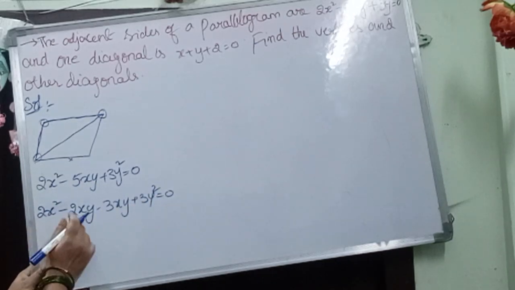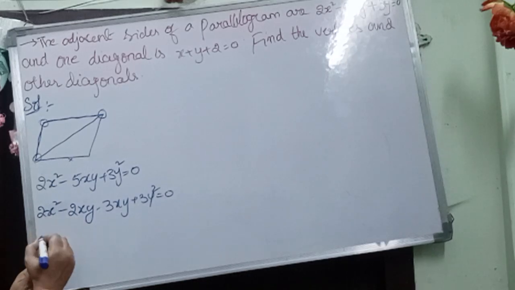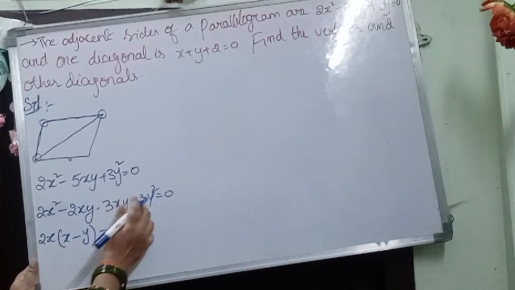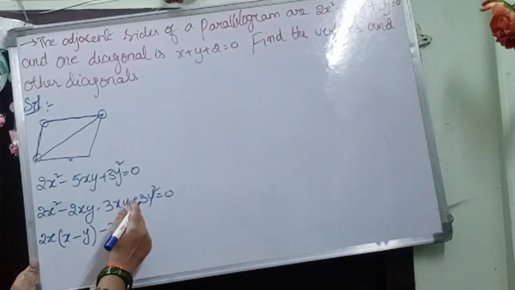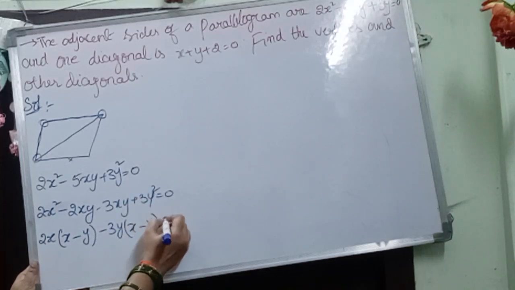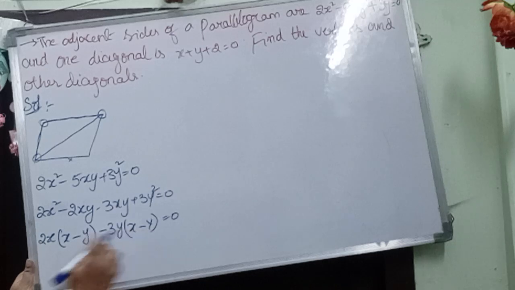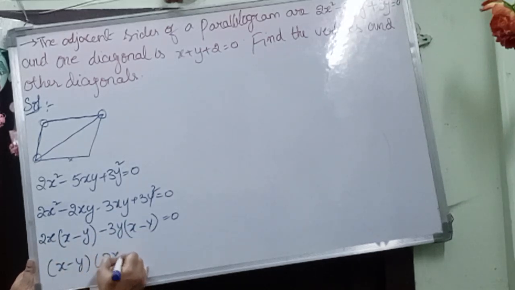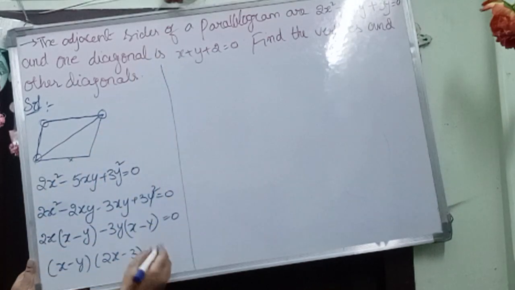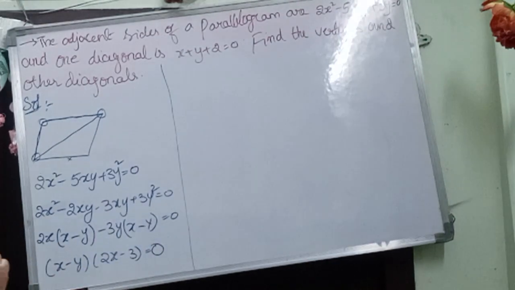Now, in these two terms, take 2x common. Here left x minus y. Again, in these two, take 3y common. What is left? x minus y. So what is common in these two? x minus y is common. So (x - y)(2x - 3y) = 0. Like this, we got two equations.